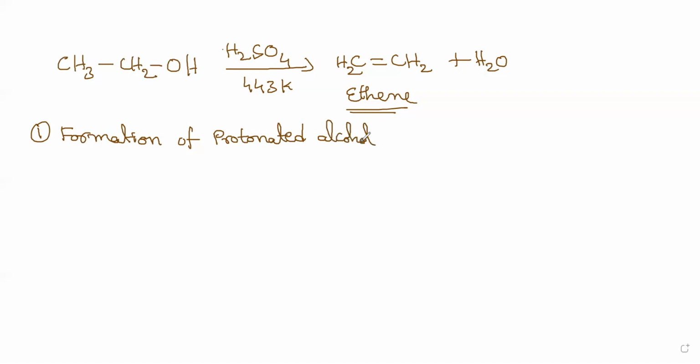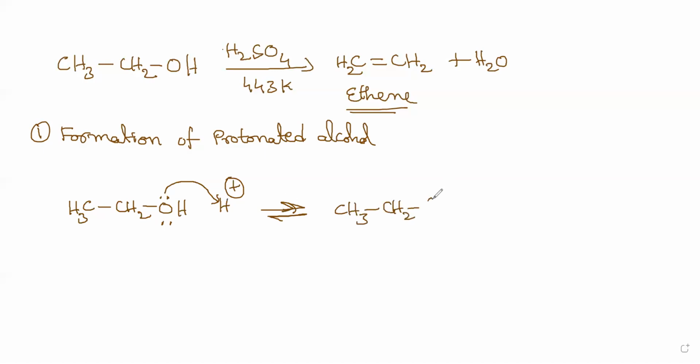Actually, these are very simple mechanisms, not at all difficult. So here it goes like this: CH3CH2. On the oxygen, there are always two lone pairs. This lone pair will be given to the proton, so you get CH3CH2OHH, and this oxygen gets a positive charge after donating the lone pair. That's step one.